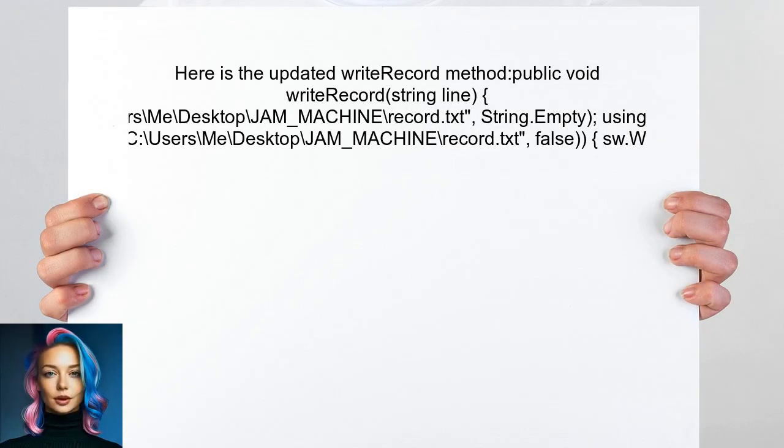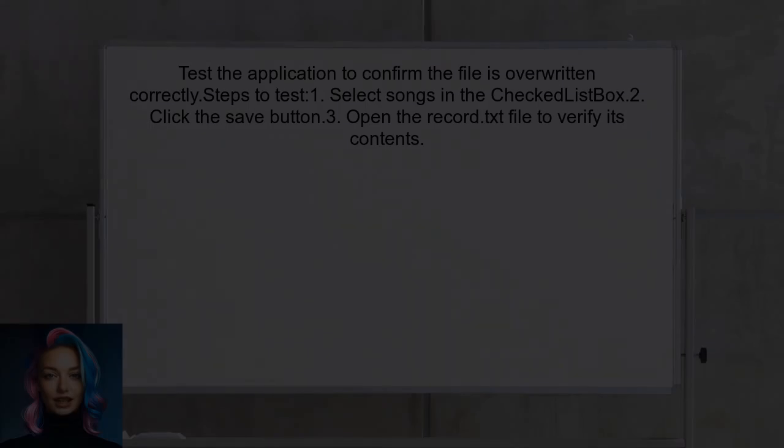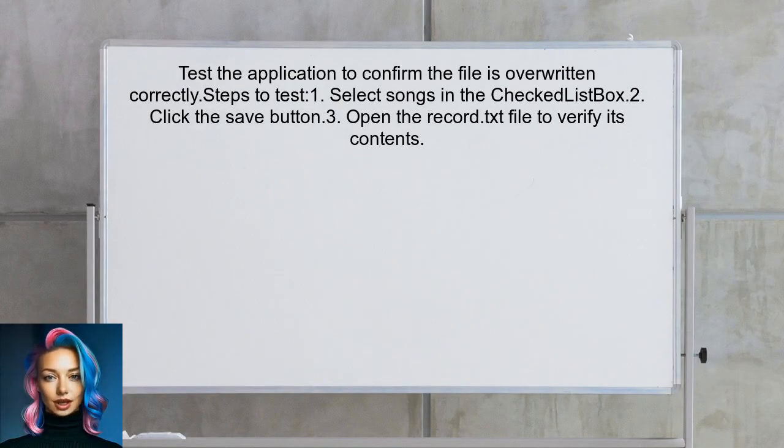Now let's look at the complete write record method. The user should ensure that it looks like this to properly overwrite the file. Finally, the user should test the application to confirm that the file is now being overwritten correctly. They can do this by selecting songs and checking the contents of the text file after each run.